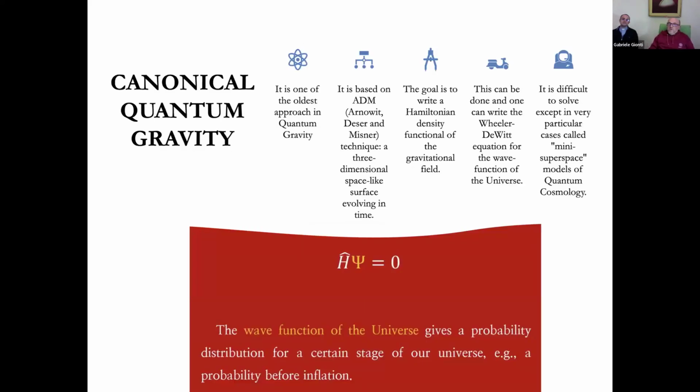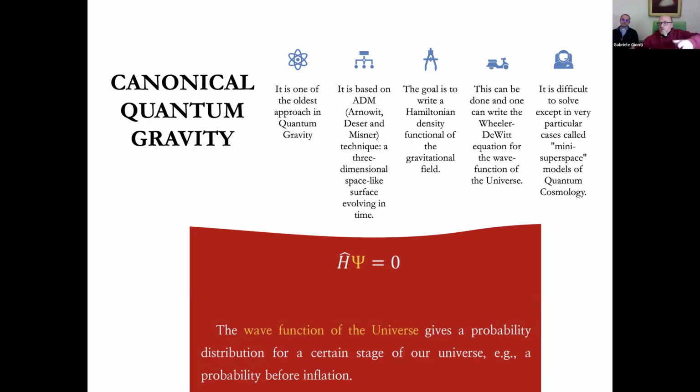In this Hamiltonian vision, you have a three-dimensional surface, the space, that evolves in time. As I said, it's one of the oldest approaches. It's based on what is called the ADM, by the names of the authors who started this project, Arnowitt, Deser and Misner. It's a three-dimensional space surface that evolves in time. The goal is to write a Hamiltonian density. This is more a technical term anyway, that is a function of the gravitational field.